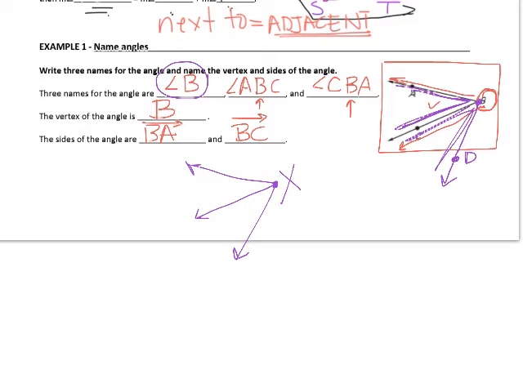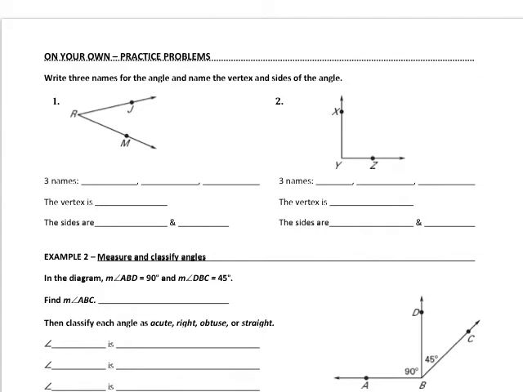So that's something that we're going to be working on. That's often something that students have some trouble with. Please turn your paper over. You're going to be working on these 2 practice problems here for practice on your own. So number 1 and number 2, I'd like you to give 3 names for the angle, name the vertex of the angle, and then also name the sides. Be really careful. Remember, these are going to be rays, and you want to make sure you start at the endpoint, not at the point that is at the other end where the arrow is.